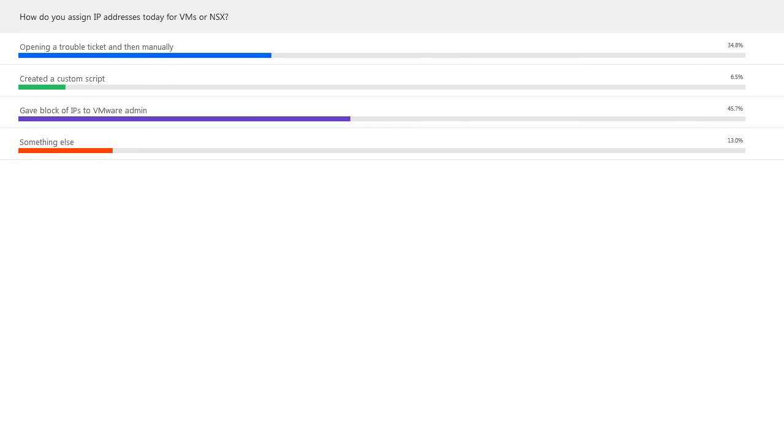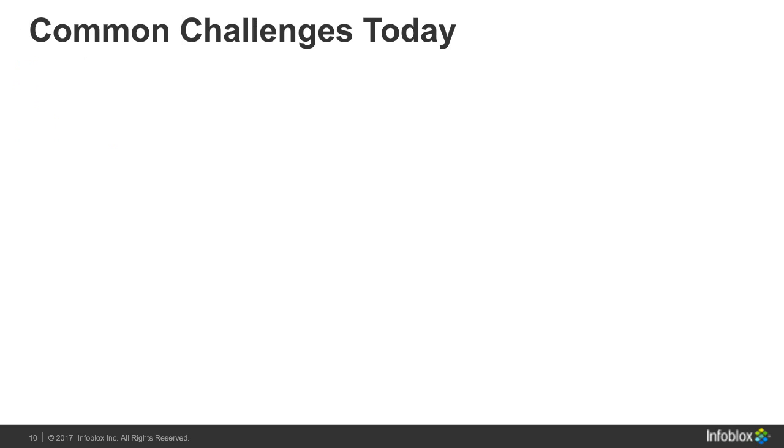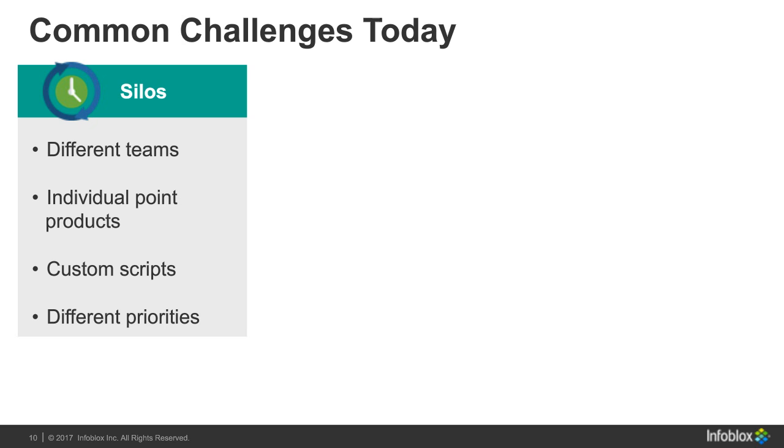We see a couple people who have done some custom scripts. The majority either do a trouble ticket and handle it manually, or they give a block of IPs to the VM admin. So those are the two most common we tend to see. I'm kind of glad to see it's very common along the way for the folks on today's call. And when we see some of the challenges, there's some issues in terms of how the organization is set up that cause some of these headaches.